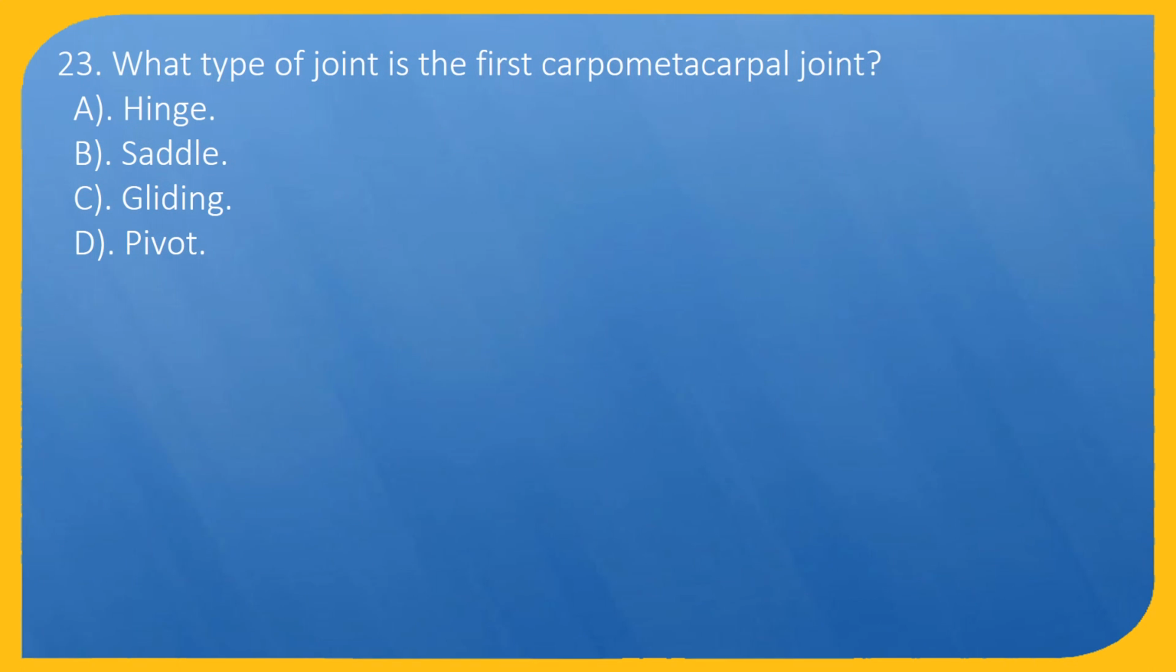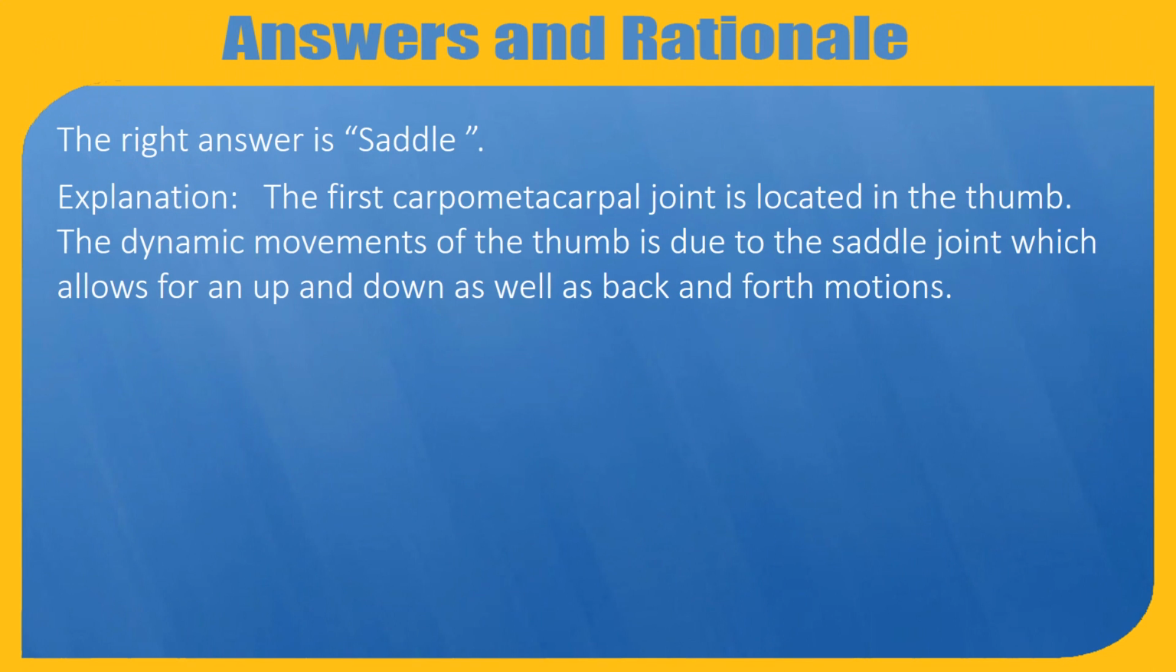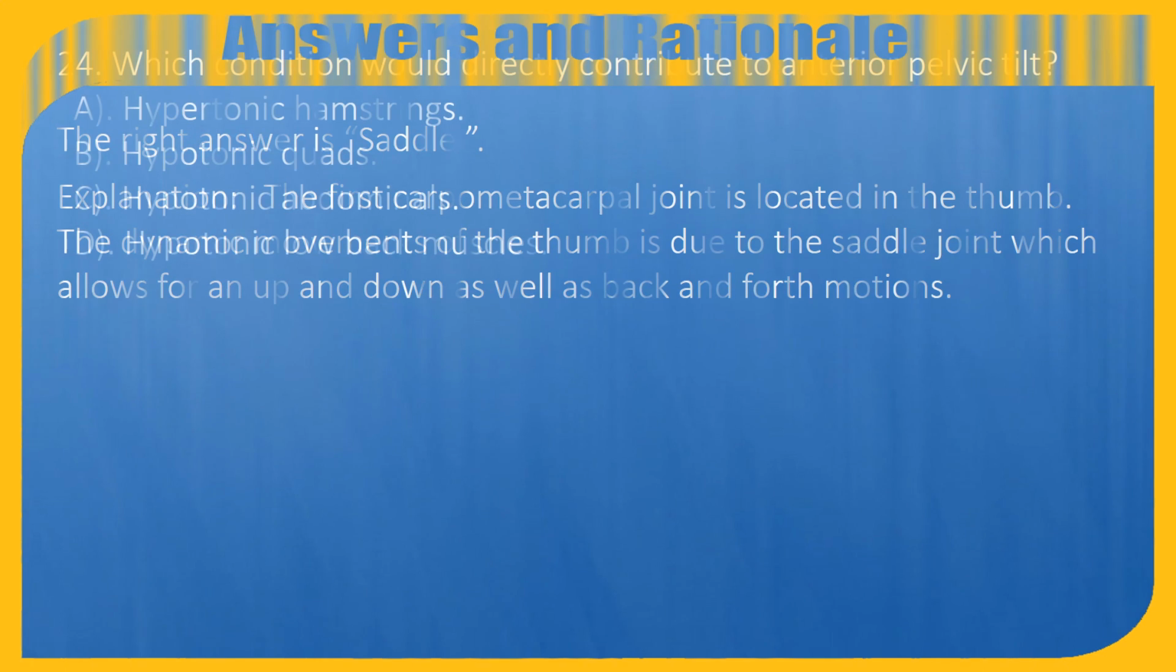Question 23. What type of joint is the first carpal metacarpal joint? A. Hinge. B. Saddle. C. Gliding. D. Pivot. The right answer is saddle. Explanation: the first carpal metacarpal joint is located in the thumb. The dynamic movements of the thumb are due to the saddle joint, which allows for up and down as well as back and forth motions.